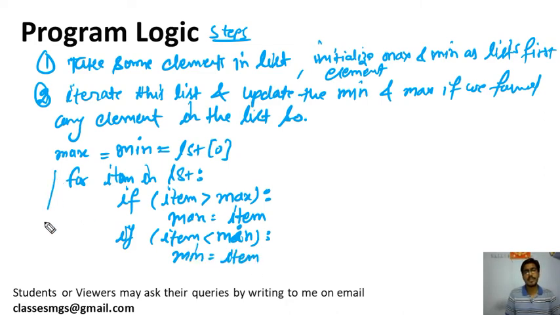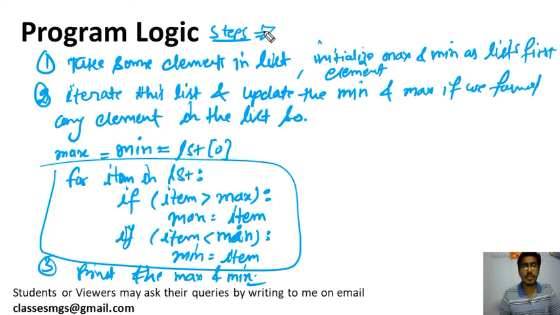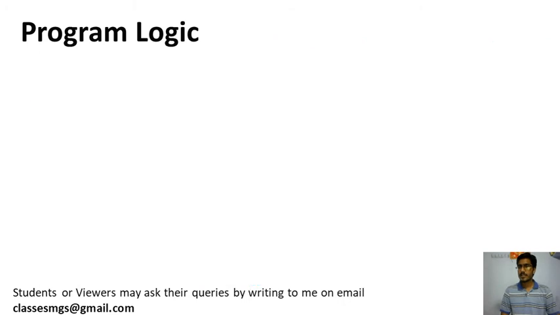So this way you will iterate through this loop, and in the last step, third step, you will print the maximum and minimum. So this way you can write it very easily. I already told you what the logic is. Now we will go and write the Python code. So let me write the Python code now.